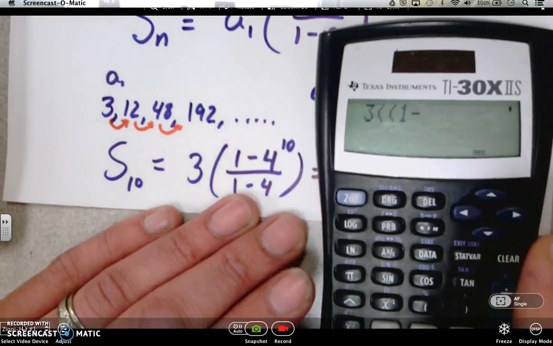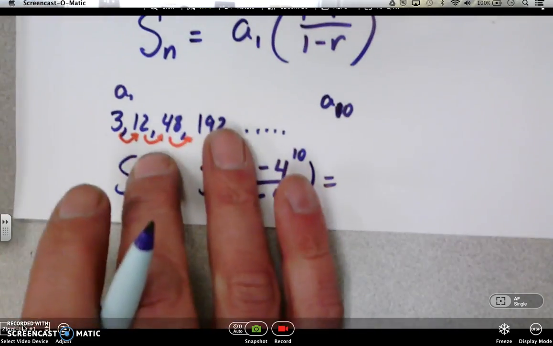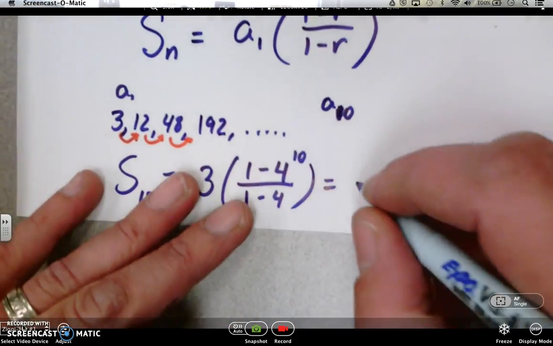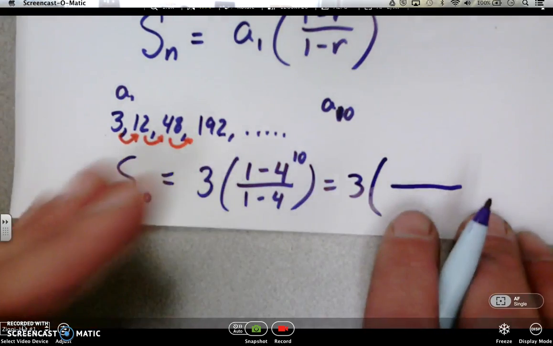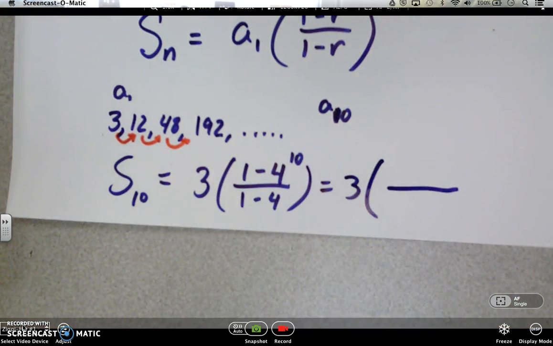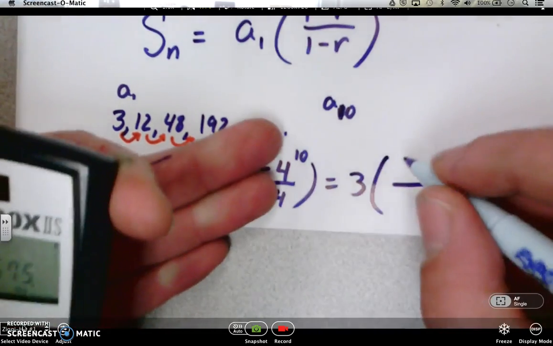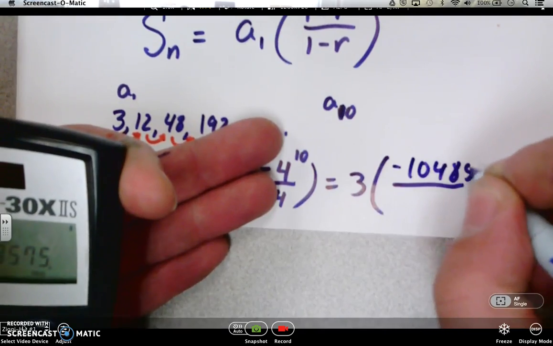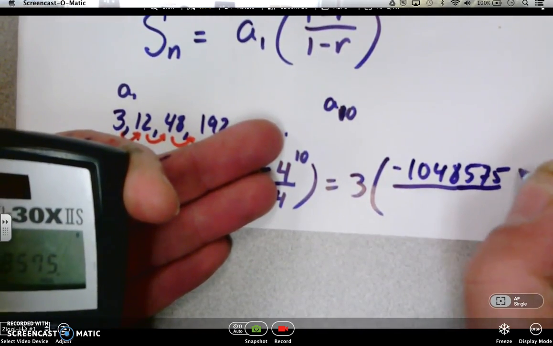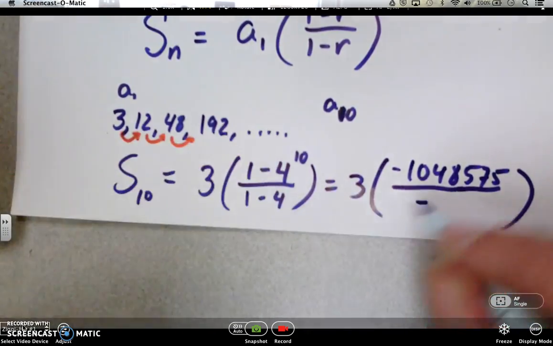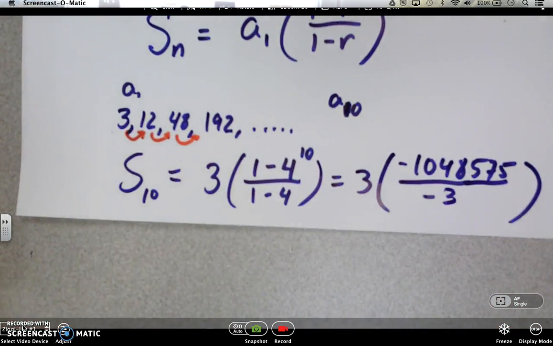1 minus, you know what? I changed my mind how we want to do this. Let's separate the top and the bottom. That would probably be even less work, less complicated. 1 minus 4 to the 10th. And that's negative 1048575. Again, we're going to divide that by 1 minus 4, negative 3.